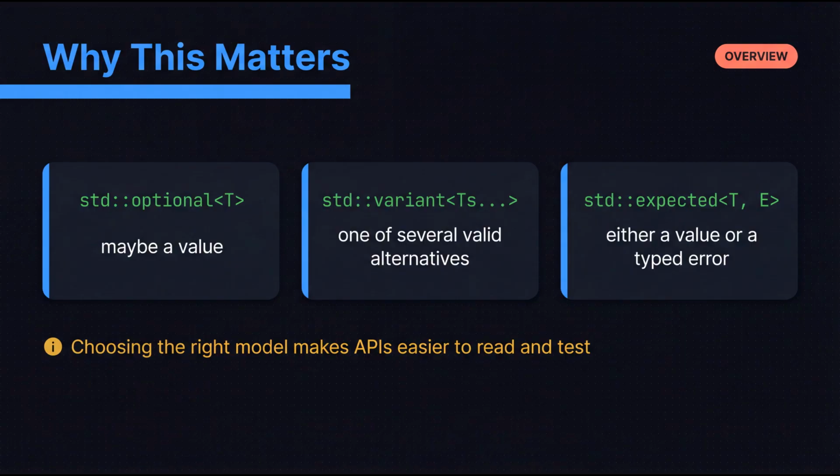Use it when the result could be any of a fixed set of types, all of which are valid domain states. Third, std::expected<T, E> for either a value or a typed error. Use it when the caller needs to know what went wrong, not just that something failed. Choosing the right model makes your APIs easier to read, easier to test, and harder to misuse.